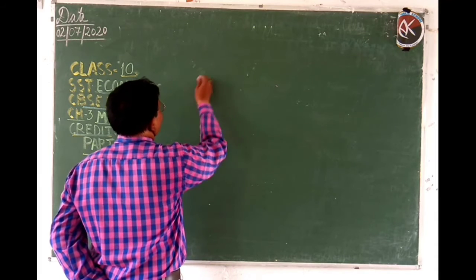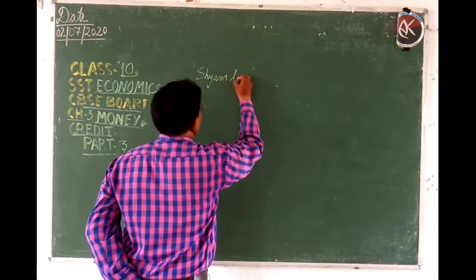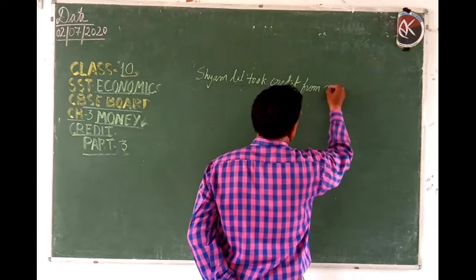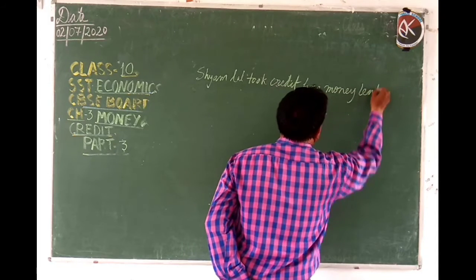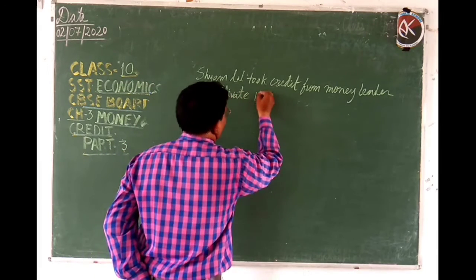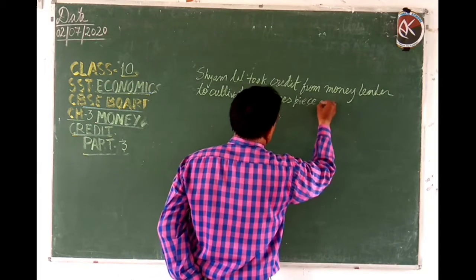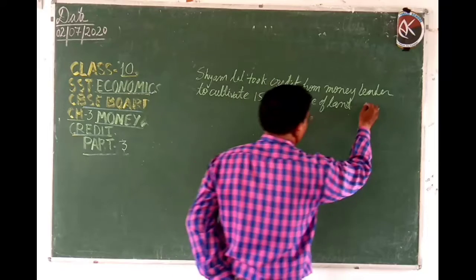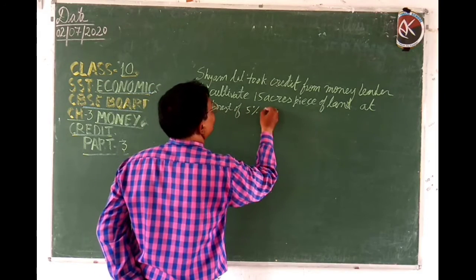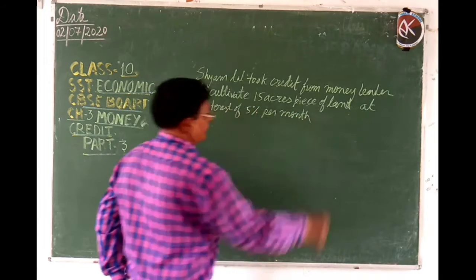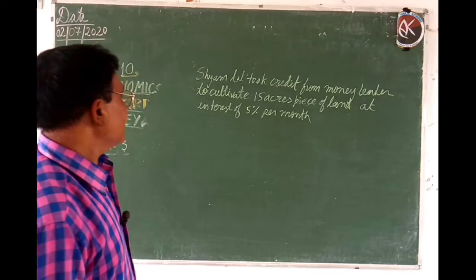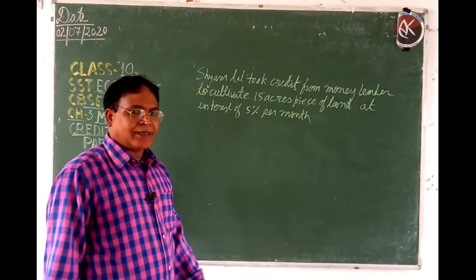Credit means Shyam Lal took credit from a money lender to cultivate a 15 acre piece of land at an interest of 5% per month. Okay, note it. Shyam Lal took credit from a money lender to cultivate 15 acres of land at 5% per month interest. Okay, so what will happen?